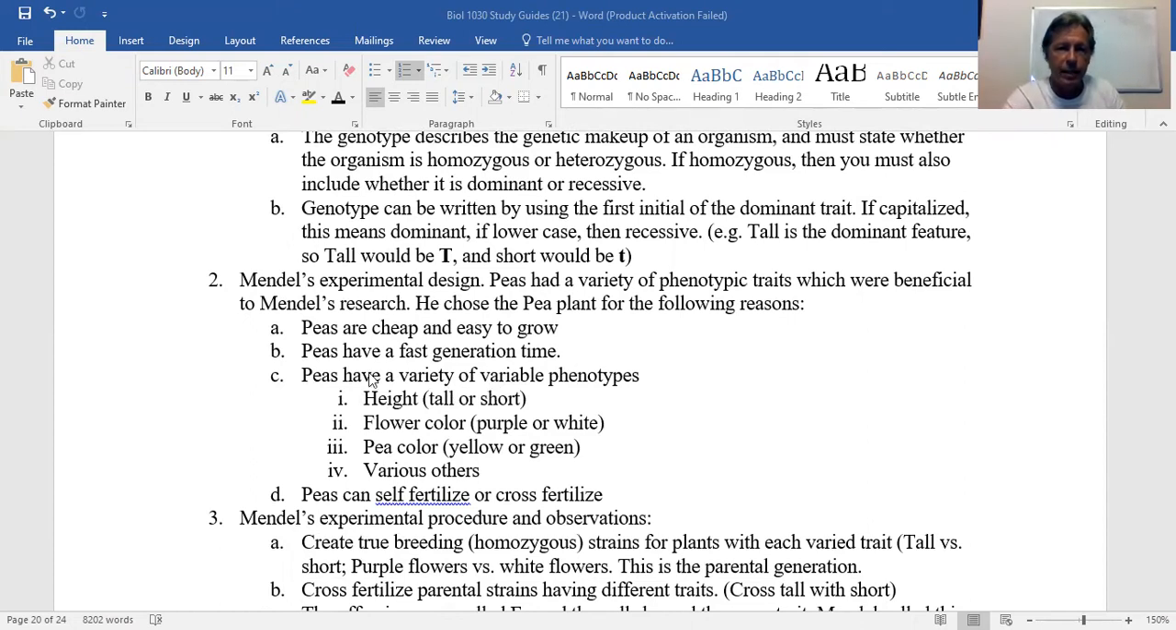That's no problem. But this is a little more, also very important. Now, what does this sentence mean? Peas have a variety of variable phenotypes. Well, if all peas were all the same all the time, it would be hard to tell which trait is being passed from which parent.